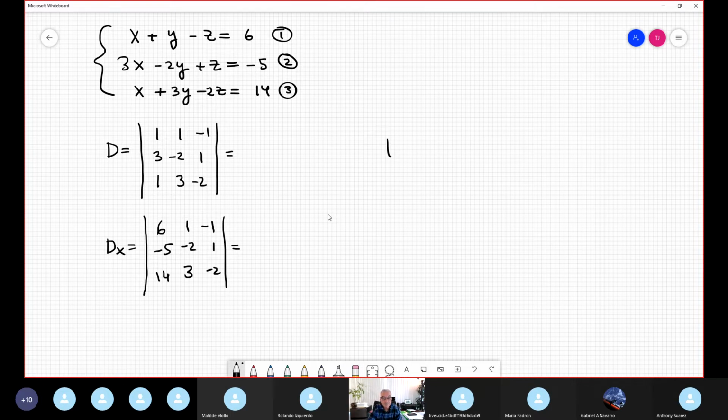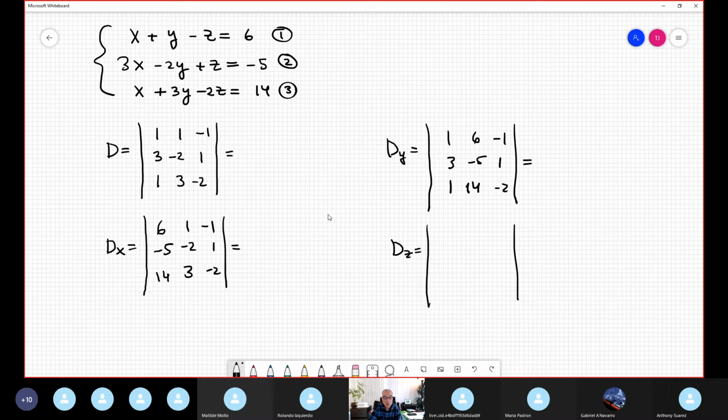dy is the column of the y replaced. So this stays the same. Look, the column of the y now is 6, -5, 14, sorry. And the others are -1, 1, and -2. Okay. And this dz, because we have 3 variables, is 1, 3, 1, 1, -2, 3, and 6, -5, and 14. Do you understand this organization?